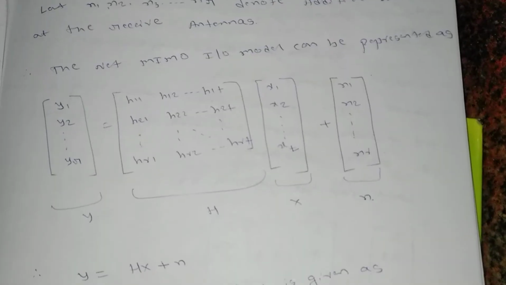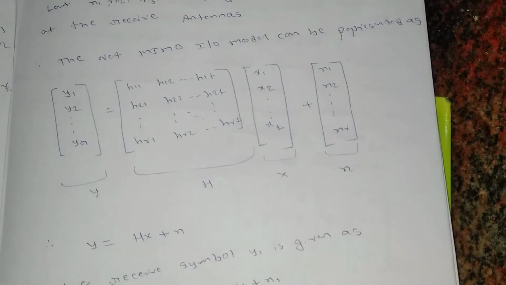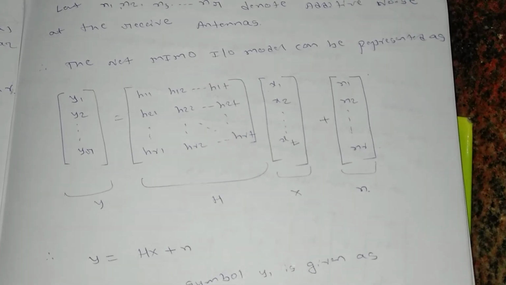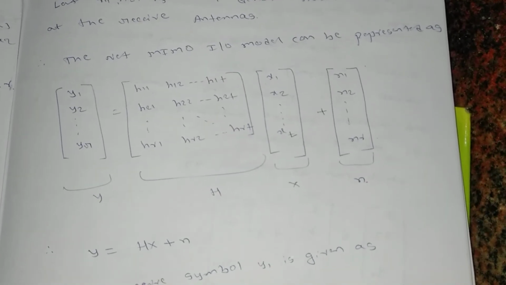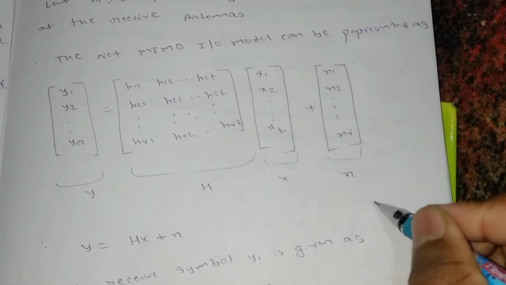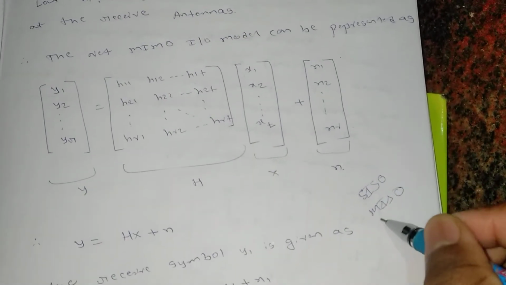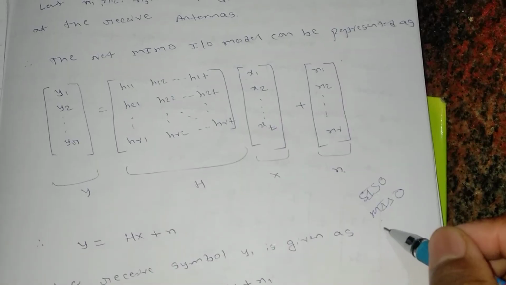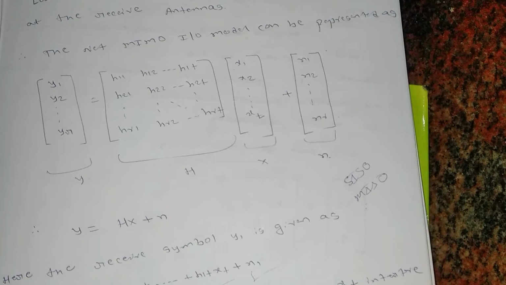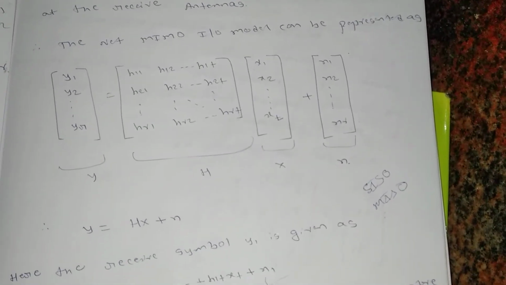All right guys, so this is all about today's session, and I hope you liked this video and found the content useful. If you have any doubt or want to ask something, you can surely ask in the comment box. In the next session we will be discussing SISO, that is single input single output, then MISO, multiple input single output. Then we will cover another system where multiple receiving antennas and a single transmitting antenna are there. All those things we'll be covering in the next video.